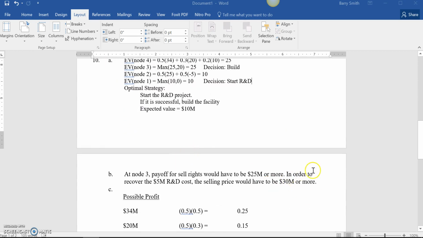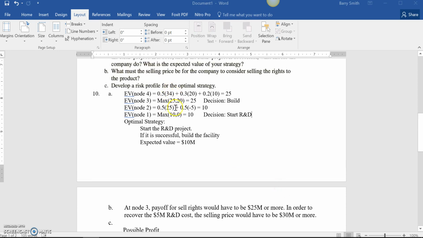So if it's 25 or more, you're going to recover the R&D cost if you add that 5 million. So that would really be 30 or more. So if you're just determining if you want to recover the R&D cost or just to sell the rights, there are kind of two different options here depending on how you want to look at the picture. And then we're going to develop a risk profile for the optimal strategy.